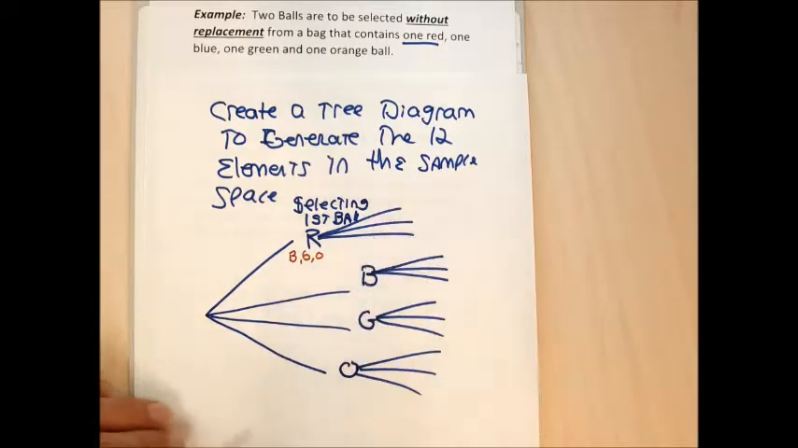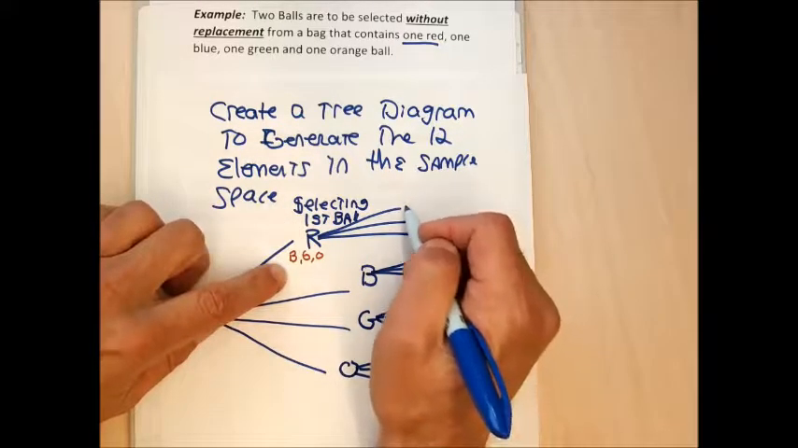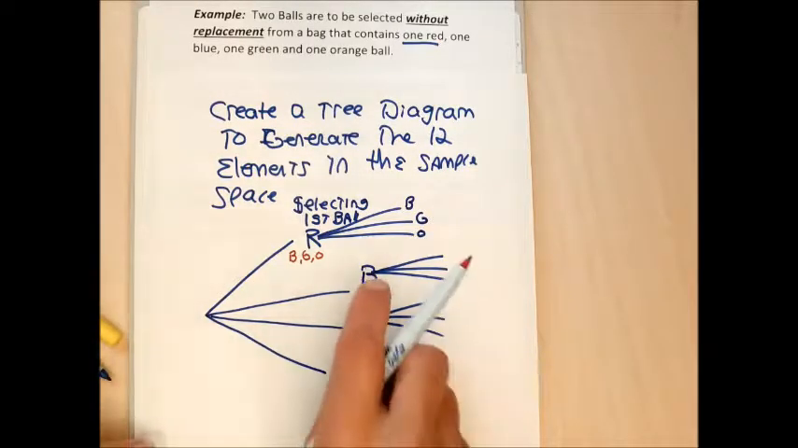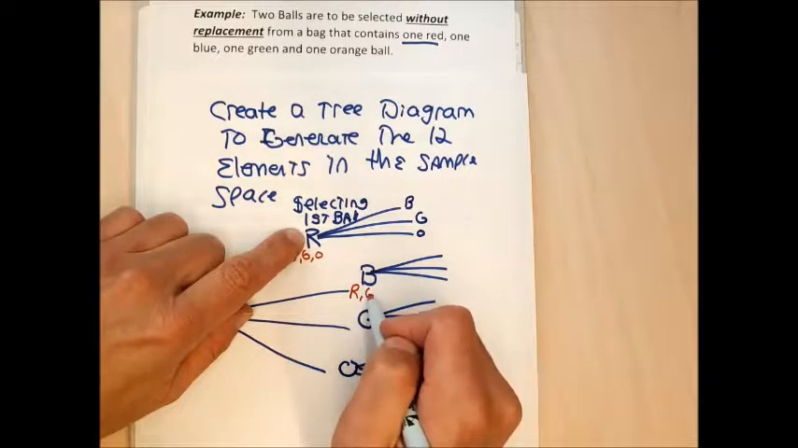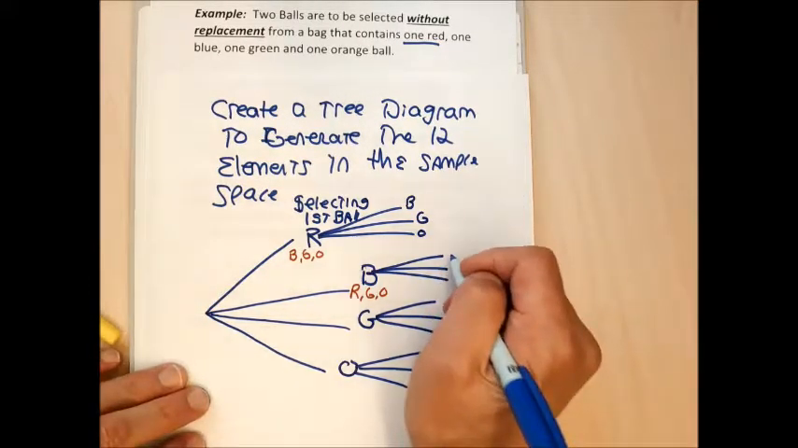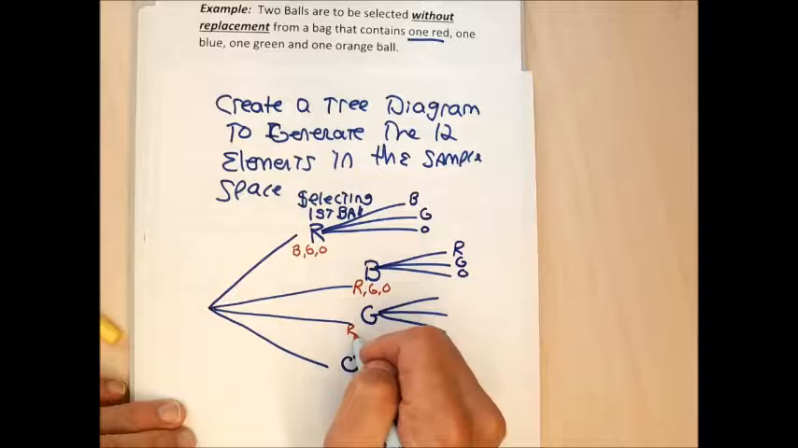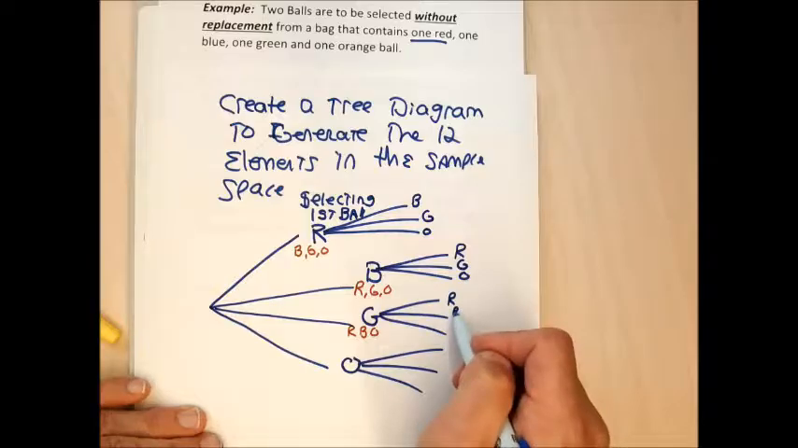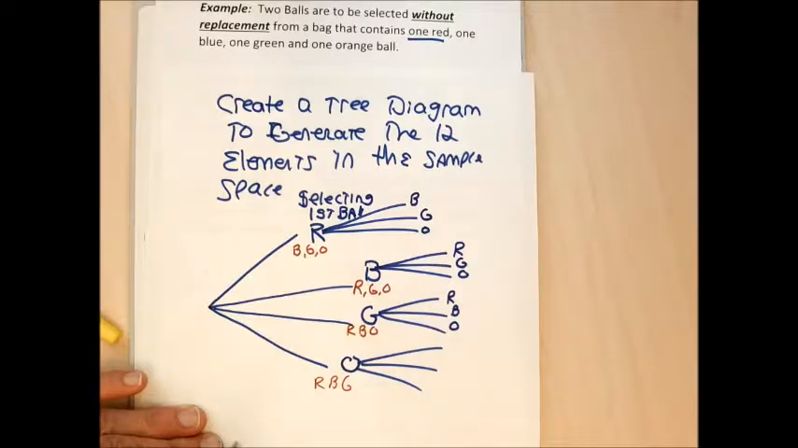So at the end of these lines right here, I'm going to put the balls that would be left in the bag if you took the red out. If you took the red out, you'd still have the blue, the green, and the orange. If on your first chance you took the blue out, then you'd still have the red, the green, and the orange. So at the end of this, I'm going to write red, green, and orange. If you took the green out, then you're still left with the red, the blue, and the orange, and I'm going to write that at the end here. And if you took the orange out, you'd have the red, blue, and green left, and I'd write that at the end here.